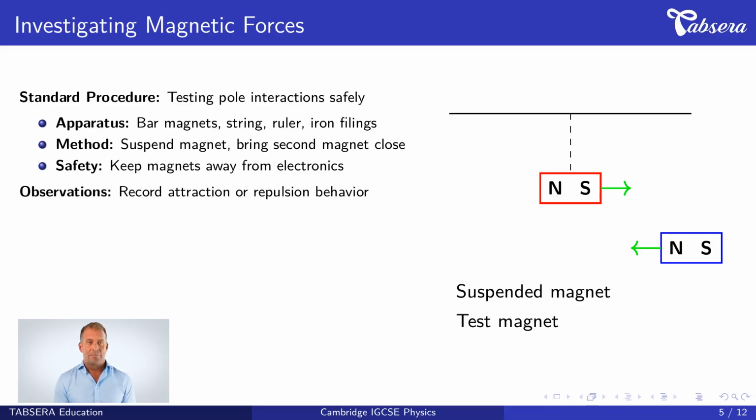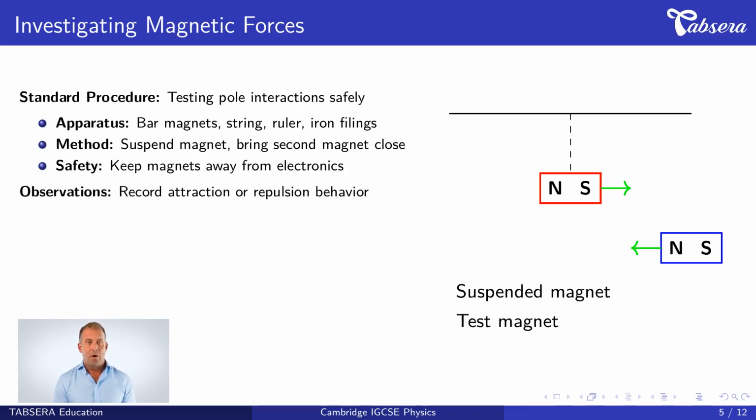Now we examine the experimental method for investigating magnetic forces. This follows Cambridge IGCSE standards for practical work. The apparatus needed includes bar magnets with clearly marked poles, string for suspension, ruler for measuring distances, and iron filings for visualizing fields. The method consists of these steps.